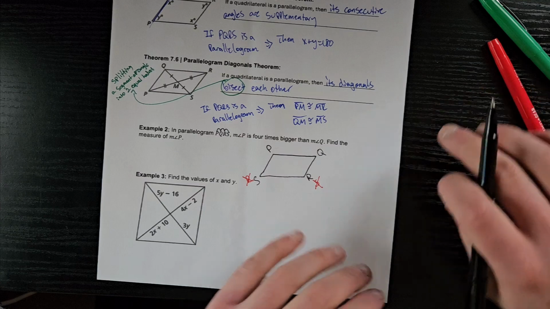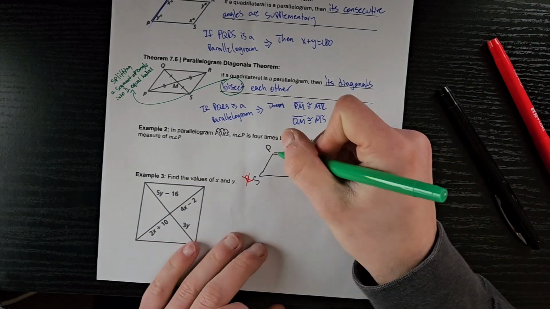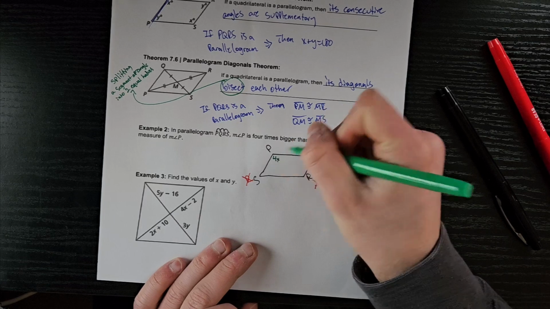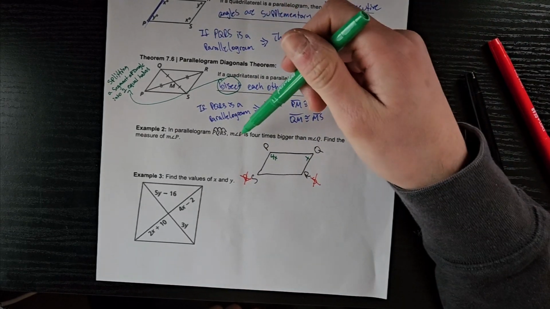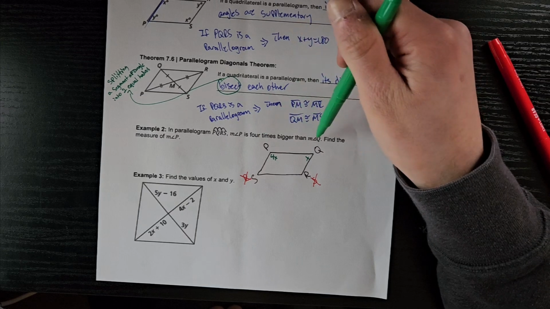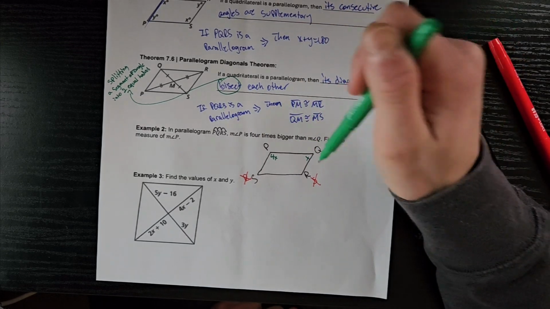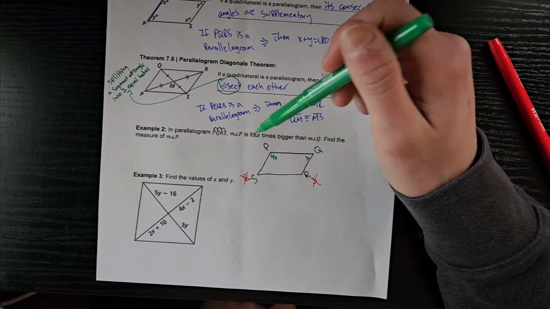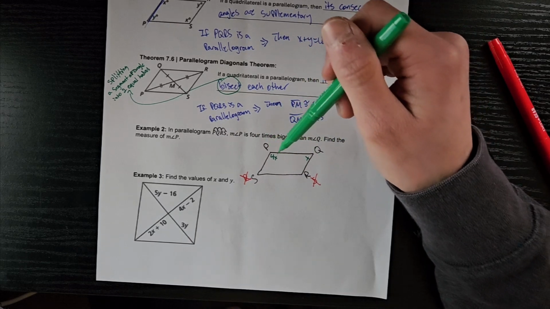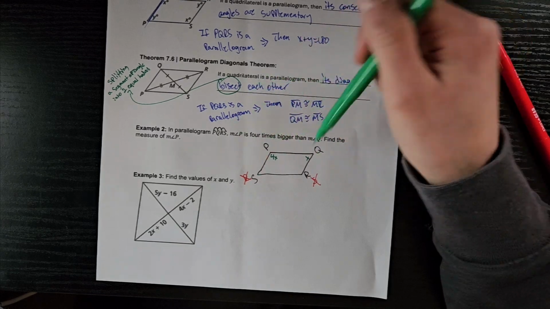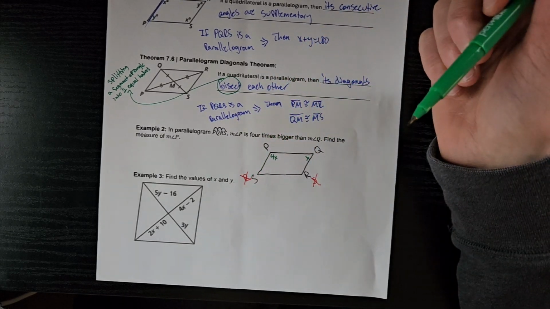And now we can start plugging in our stuff and figuring out what we want to do. So angle P is 4 times bigger than Q. So I'm going to say that Q is going to just be x. And since P is 4 times bigger than Q, that means it would be 4x. And now I can set everything up to solve for the measure.